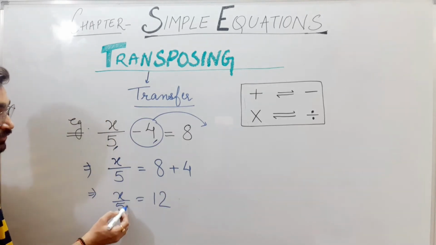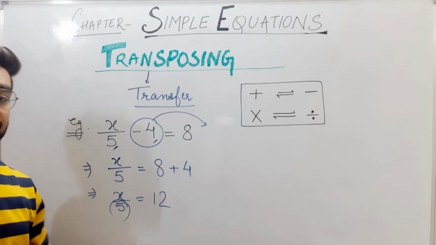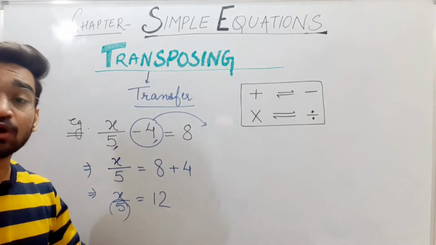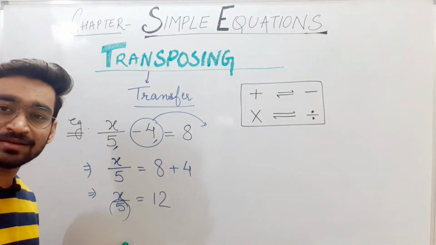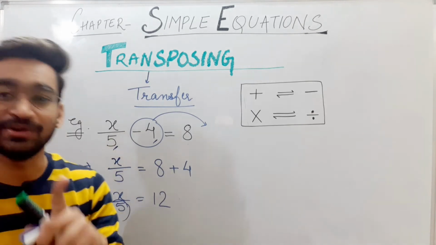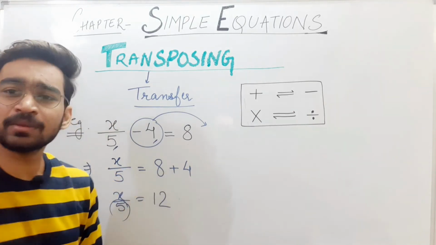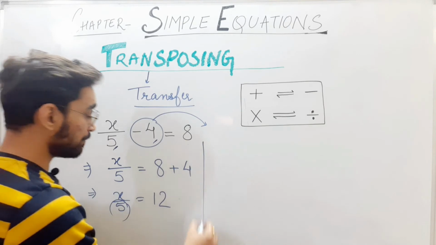Then this 5 wants to jump from this side to this side. If 5 wants to jump from this side to this side, what will happen? What is the symbol of 5 here? Now it is in division. Very good. So what is the opposite of division? Multiply.